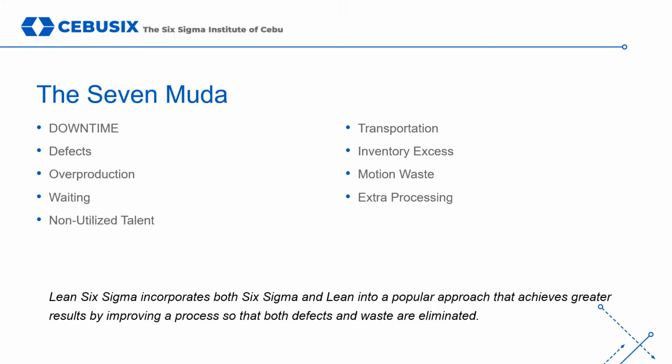Lean Six Sigma incorporates both Six Sigma and Lean into a popular approach that achieves greater results by improving a process so that both defects and waste are eliminated. In this section, we will discuss the potential for wasteful activities within a process.